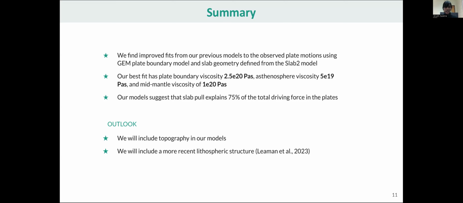And if you notice, we have not included one big factor in our driving forces in our model, and that is topography. So that is still work in progress, that we want to include topography in our models. And we also want to include a more recent lithospheric structure into our models.